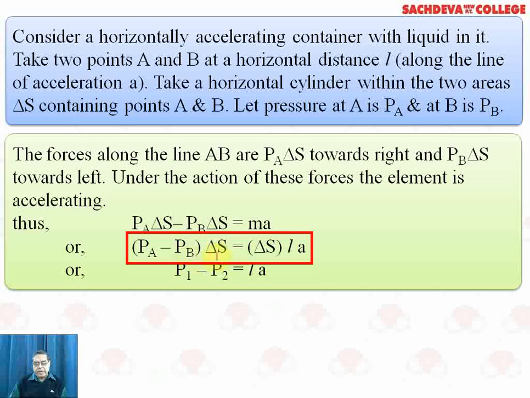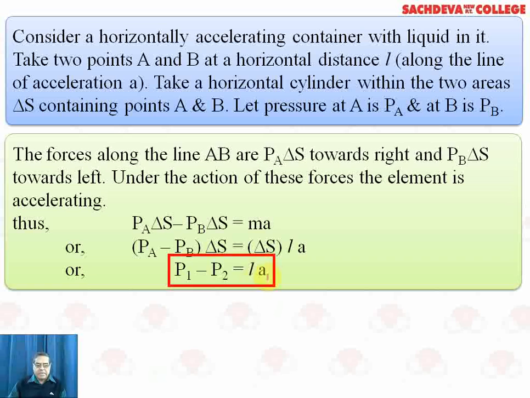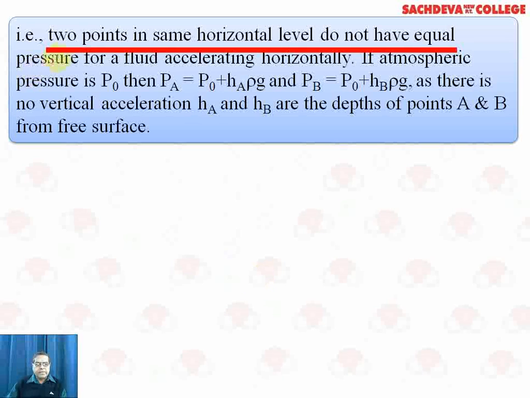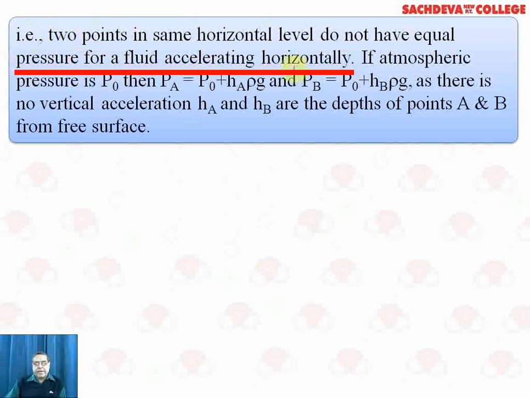PA minus PB into delta S will be delta S L rho A. So from the above equation, we have taken delta S common, and PA minus PB means the difference of pressure at the 2 points with area delta S. This force is pressure into delta S, that is we can take delta S into L rho A. So P1 minus P2 will be L rho A delta S, very small. 2 points at the same horizontal level do not have equal pressures for a fluid accelerating horizontally.